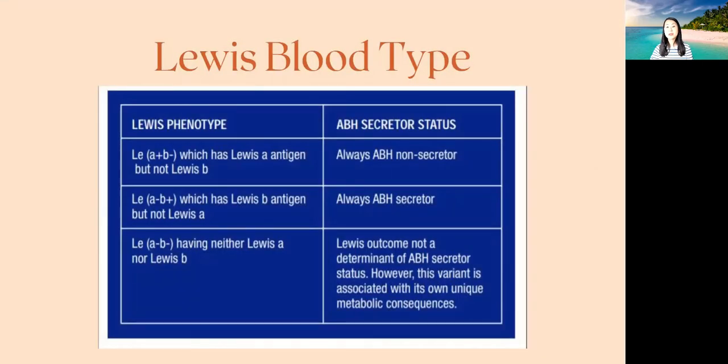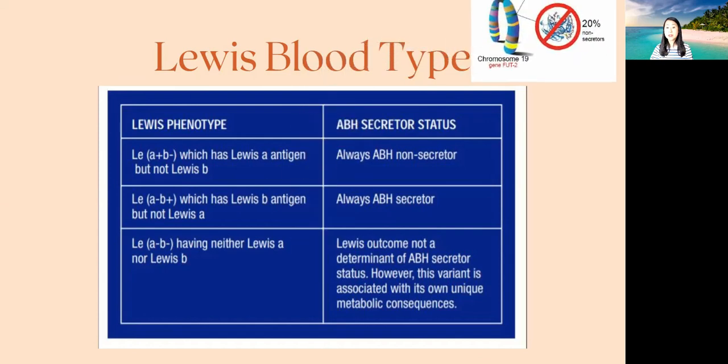The third way to find out your secretor status is to ask your doctor to conduct a Lewis blood type test for you. If the result is A minus B plus, you are a secretor. If the result is A plus B minus, then you are a non-secretor. However, the other combination, A minus B minus, can't be used to determine your secretor status. And A plus B plus is yet another combination, but that's really rare. So this test is not the best test to determine your secretor status.